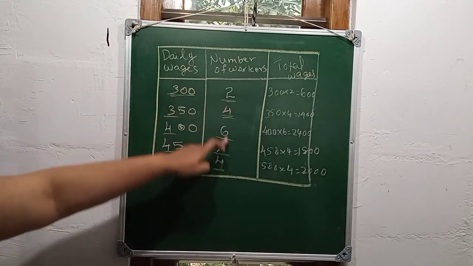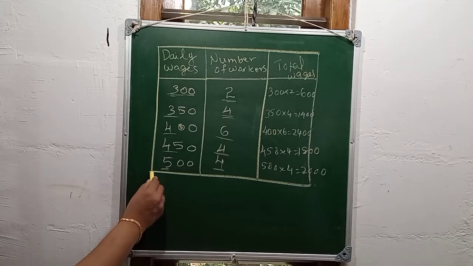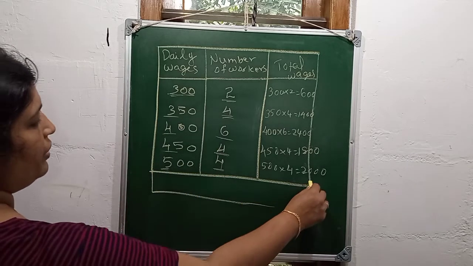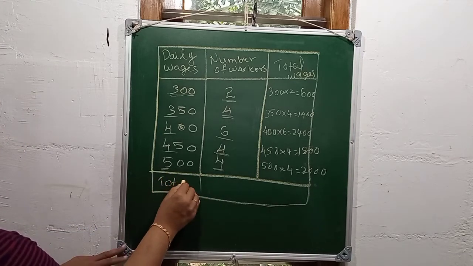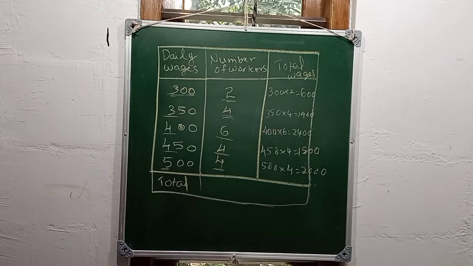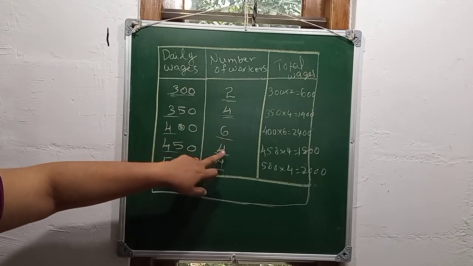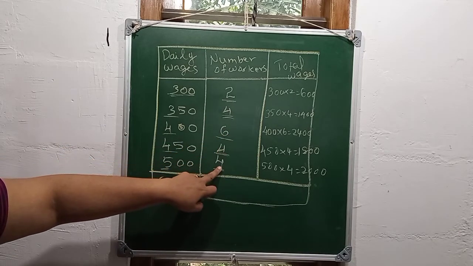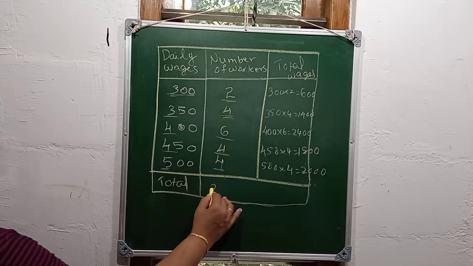Then see how many workers are here. Now I am going to add one more row here. In that row, I am going to write the total of both the wages and the workers. How many workers are here? 2 plus 4, 6. 6 plus 6, 12. 12 plus 4, 16. 16 plus 4 is equal to 20. That is, total 20 workers are here.